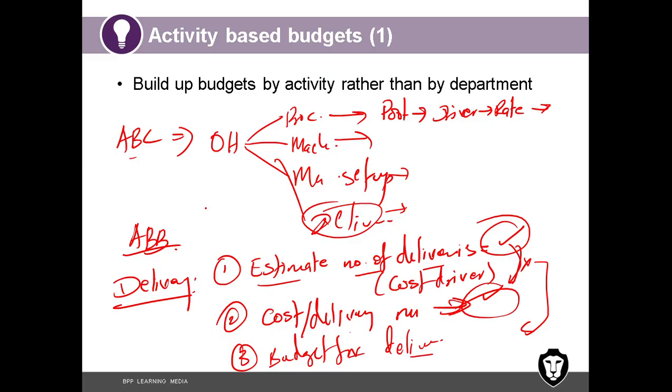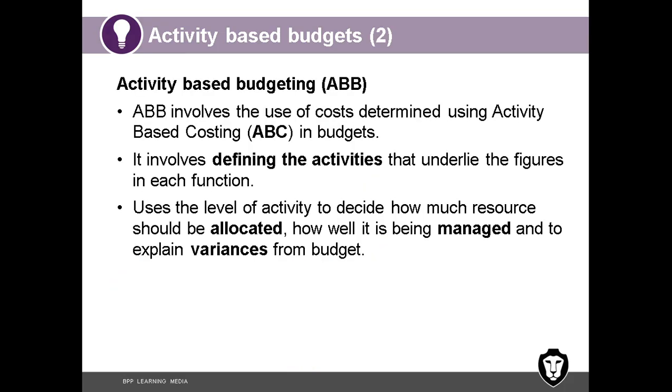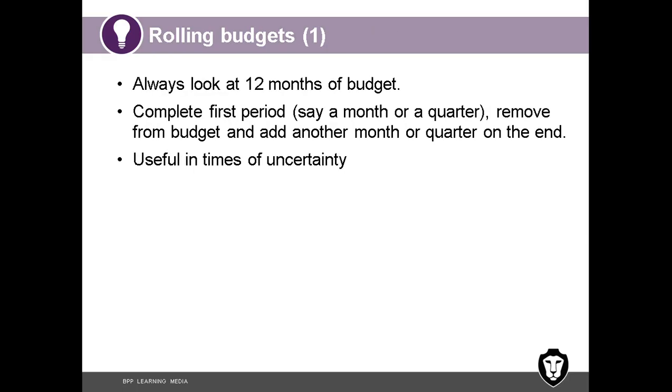This is known as activity based budget. So basically using ABC information, using ABC information for budgeting is known as activity based budgeting, which is being explained here. You can pause the video and read it.